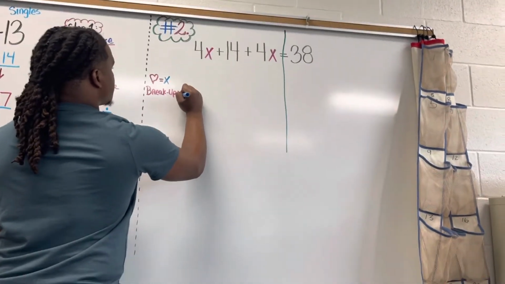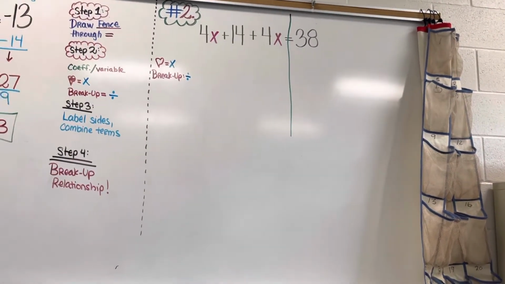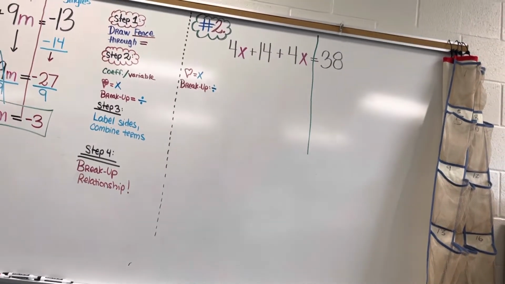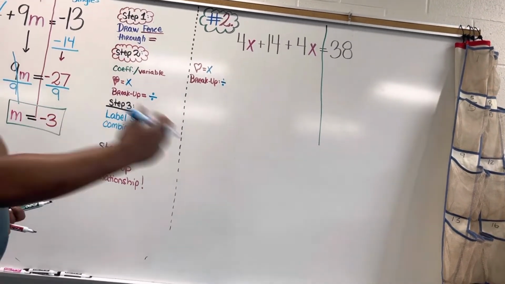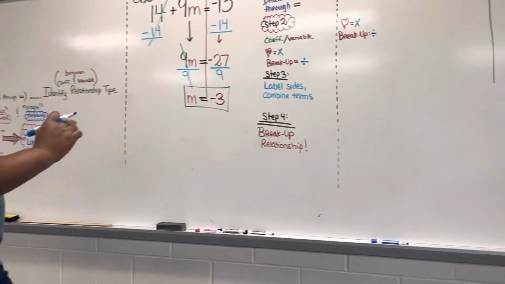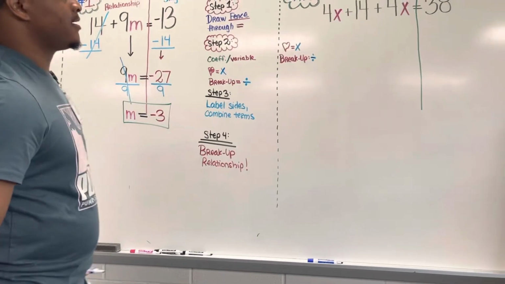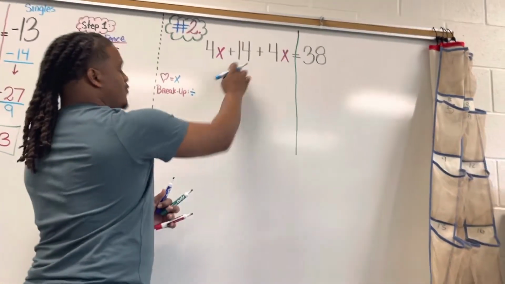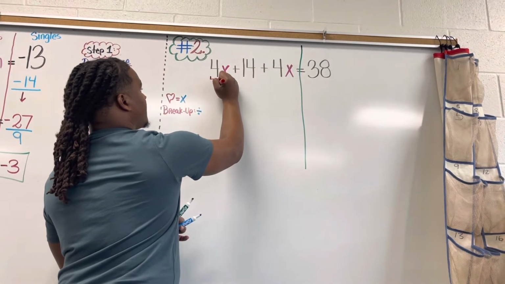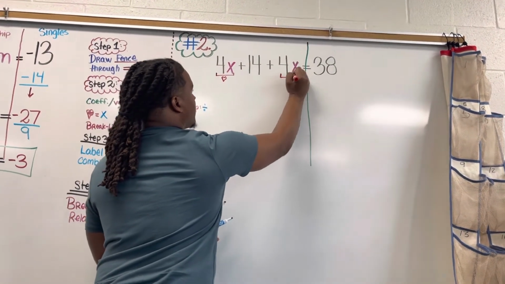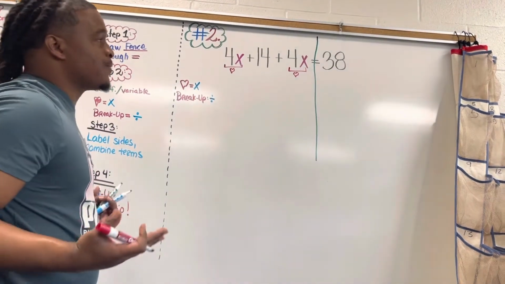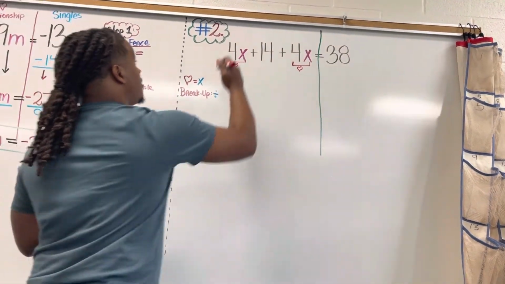Okay, so we're done with step 1. We drew the fence and we identified the relationships, and what type of relationships between the coefficients and the variables, okay? All right, step number 3, we gotta label the sides. Now, here are the 2 relationships right here, guys. You see that there's a 4x, that's a relationship, and a 4x, that's a relationship. So since both relationships are on the left side, we might as well label the left side as the relationship side.